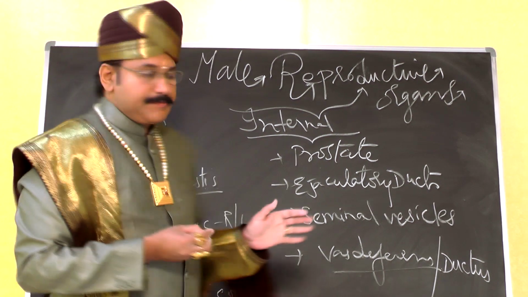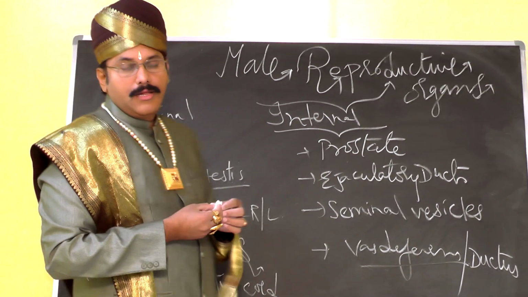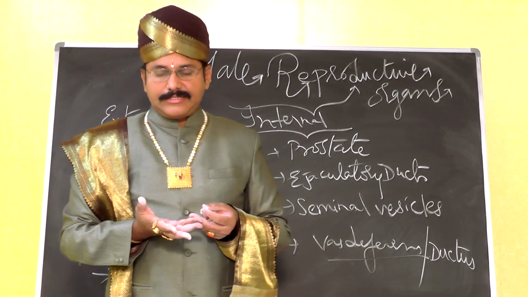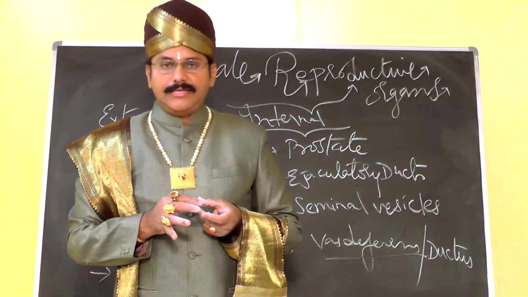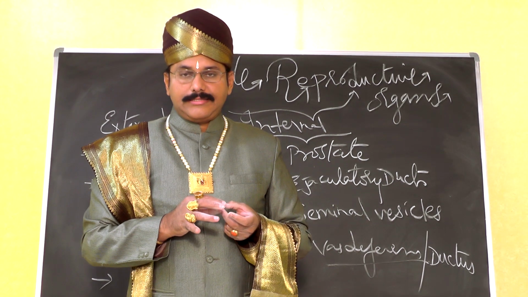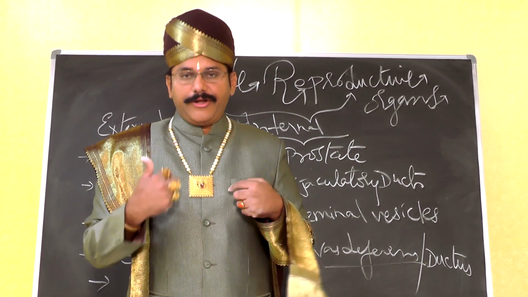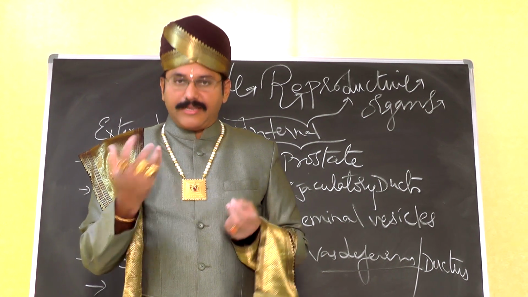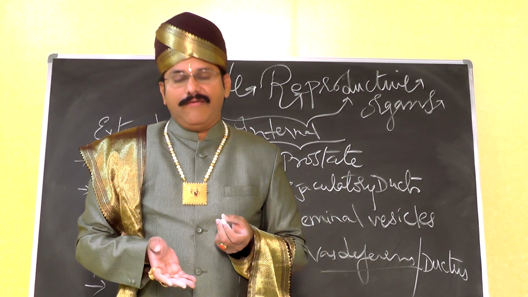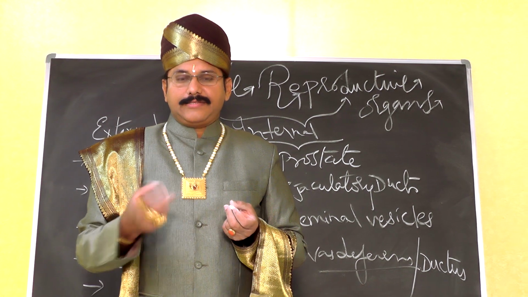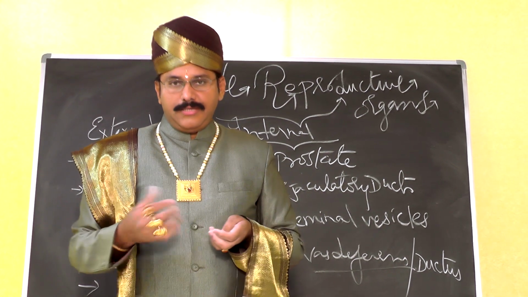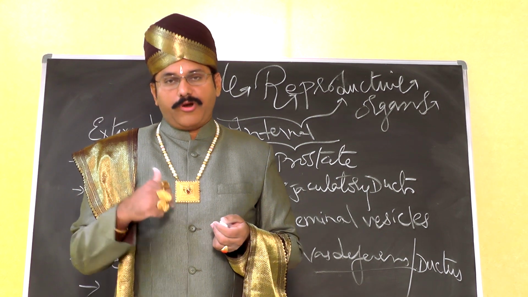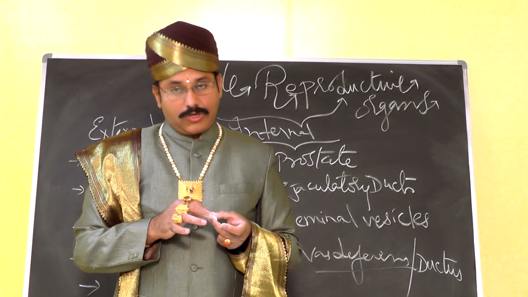And why is the testis present outside the body? Because for the production of sperms, which is called spermatogenesis, the temperature should be about 3 degrees lower than your body temperature. The temperature for the production of sperms should be at a lower level, so the temperature in the scrotum will be the body temperature minus 3 degrees.